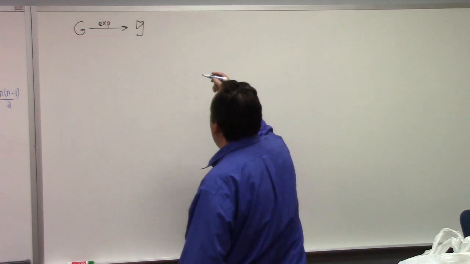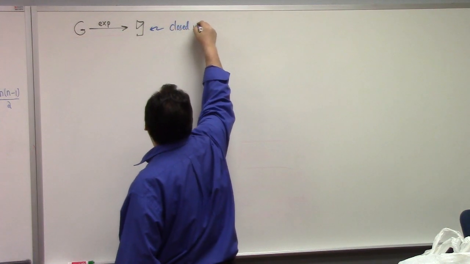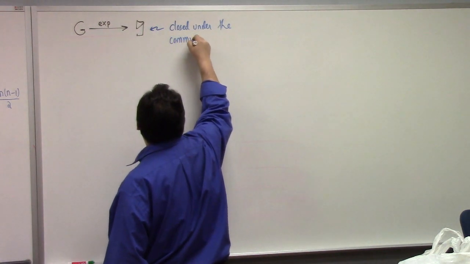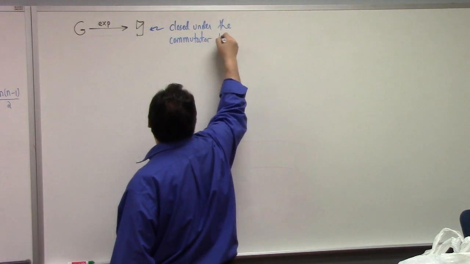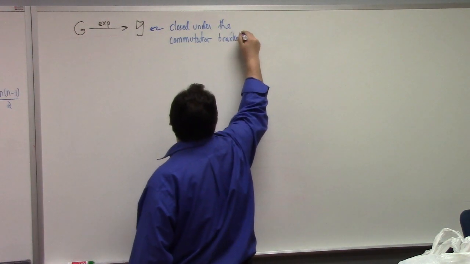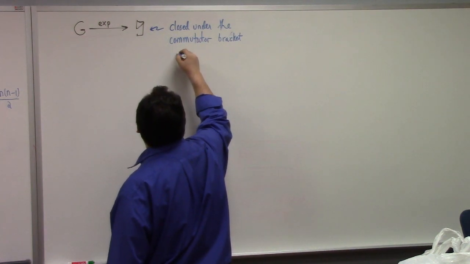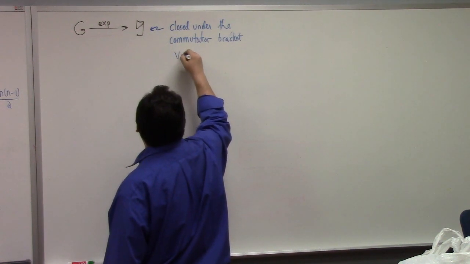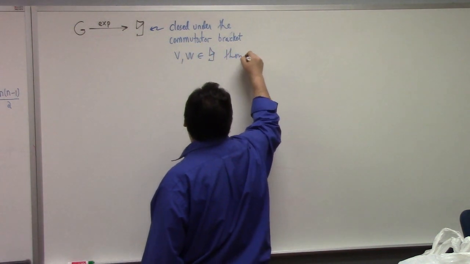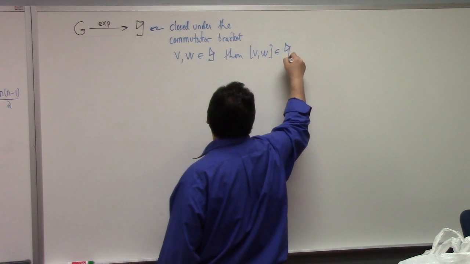Well, it turns out that frak g is going to be closed under the commutator bracket. I wanted to motivate this, but it is true that if you take, let's say, a V and a W from frak g, then the commutator of V and W is going to again be an element of frak g.